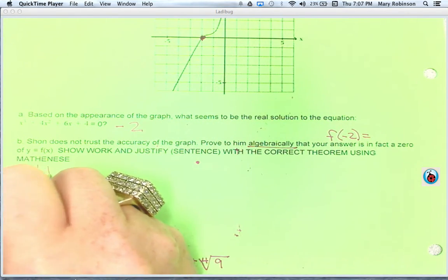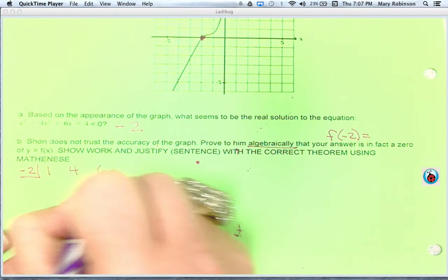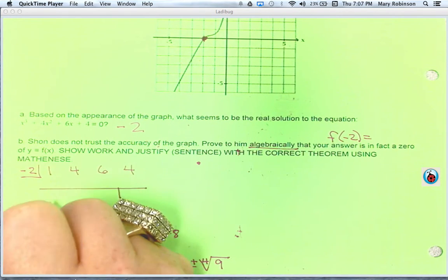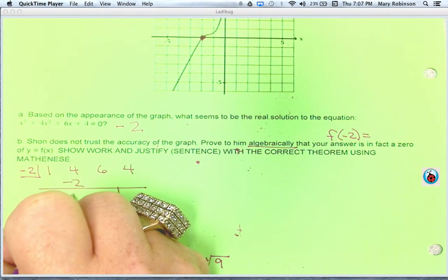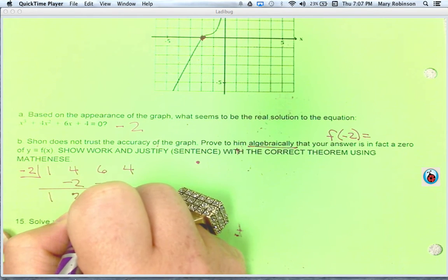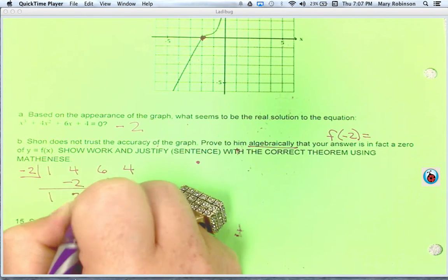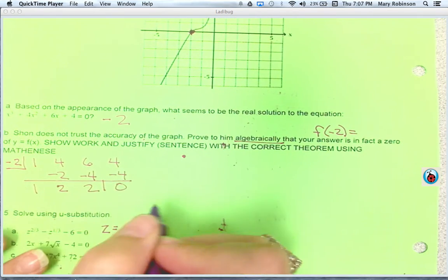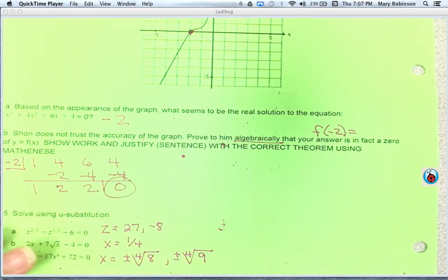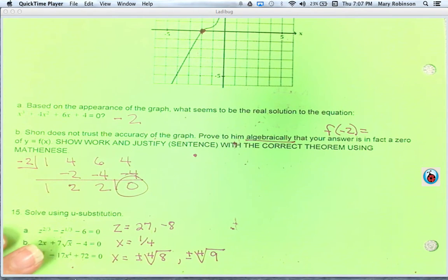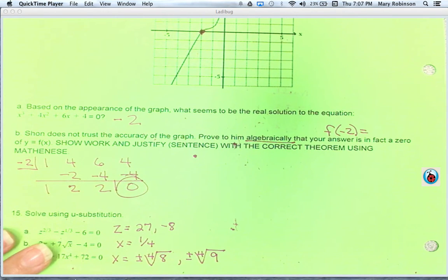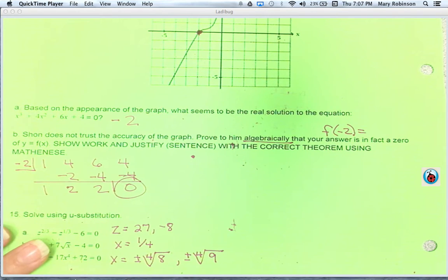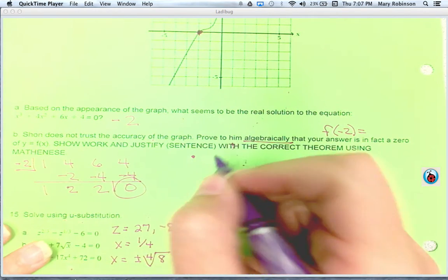So we line up our coefficients, do the math. -4, 2, -4, 0. All right, so basically, just by doing that, we have proved it, okay? So it says justify in a sentence with the correct theorem using Mathonese.